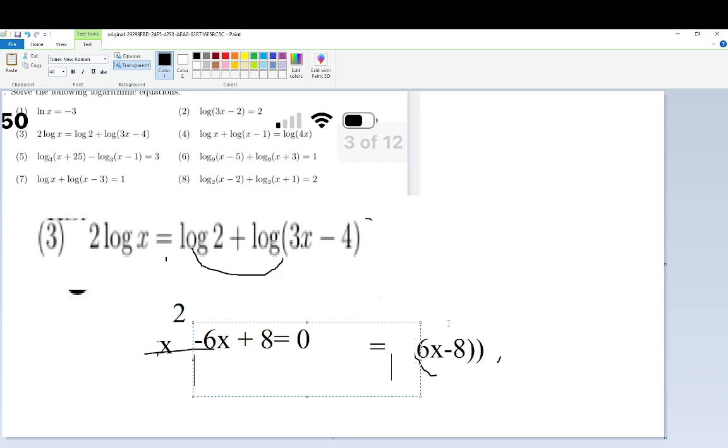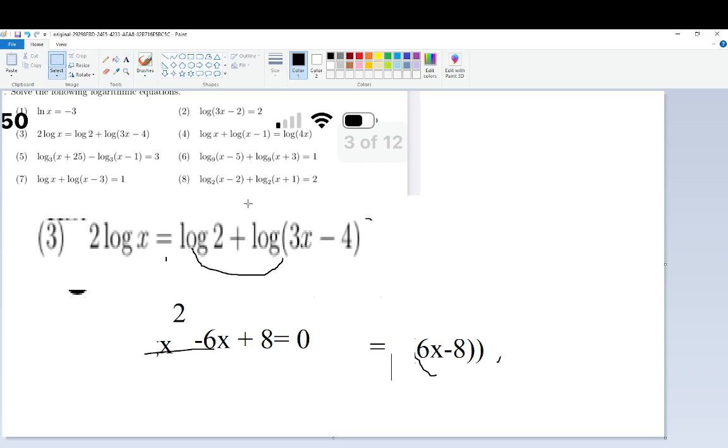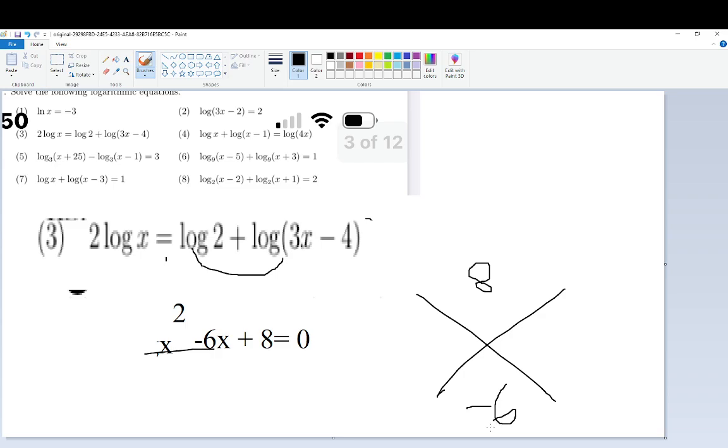Now the thing I'm looking for is factoring. I want numbers that multiply out to 8 and add up to minus 6. I don't think it's possible. Oh, no, it is. Minus 2 and minus 4.